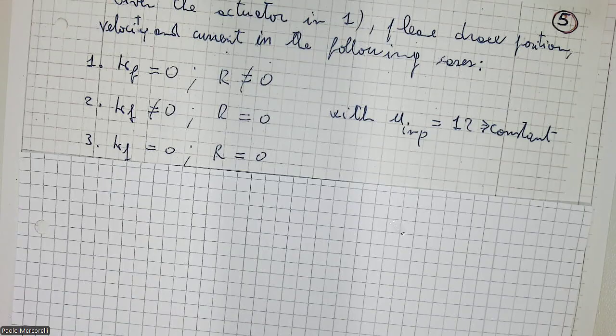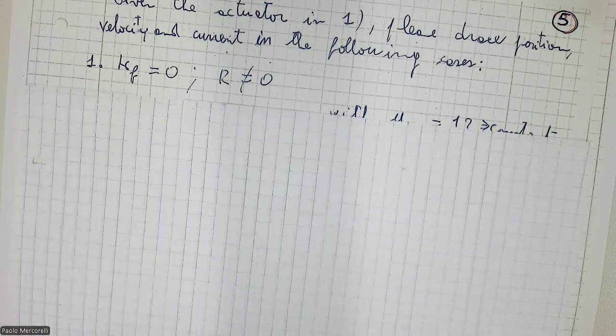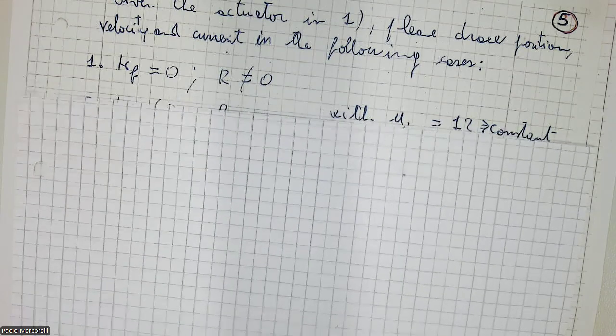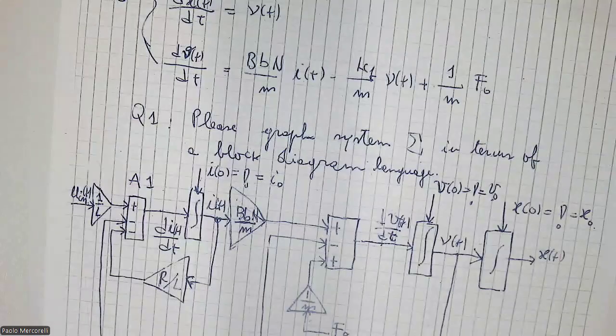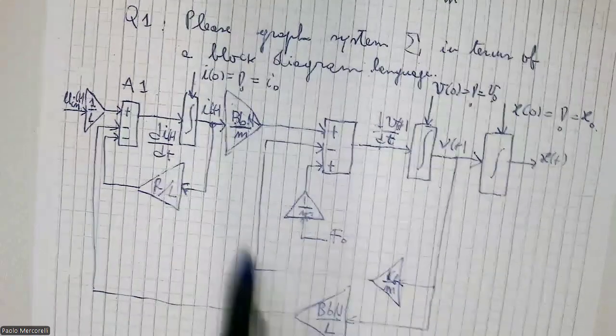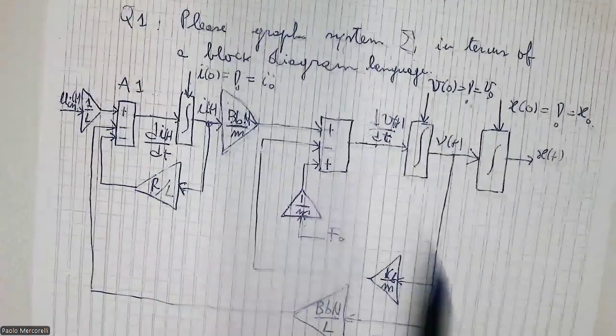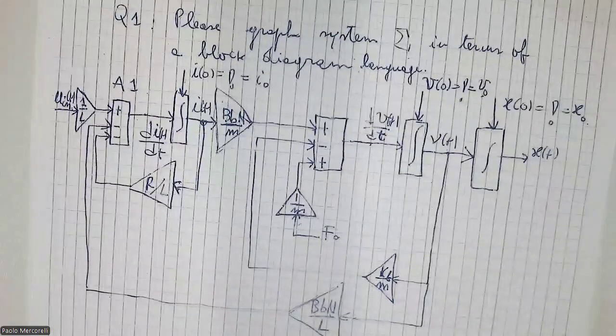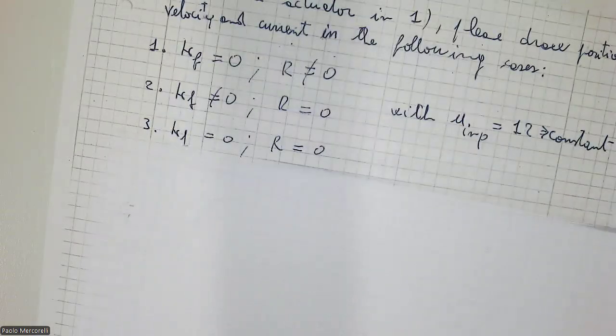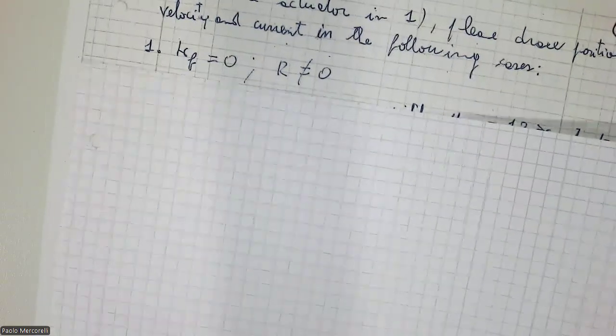You remember how we did? Think 30 seconds about the first example. Please keep in mind Kf equals 0. This means this loop is broken. We don't have any connection here. Kf equals 0. Think 1 minute and then we will proceed about this case here.